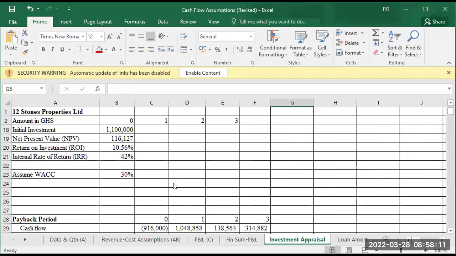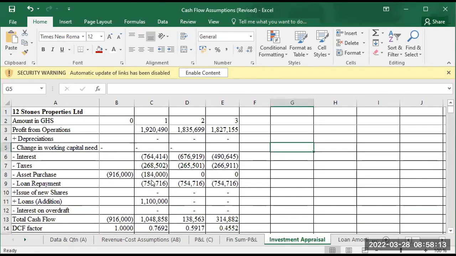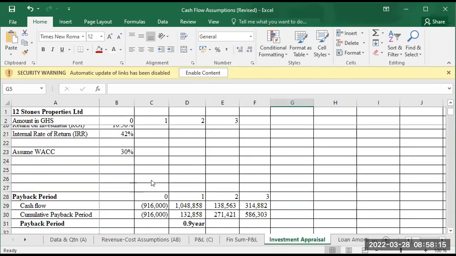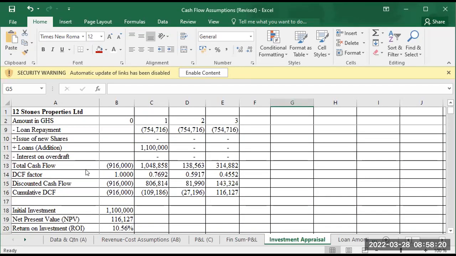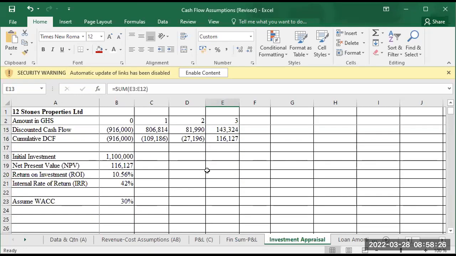Then here, the investment appraisal. This is the investment appraisal. We used these values. I've mentioned, I've copied that already. The total cash flow is always in for the calculations, which I've done already.